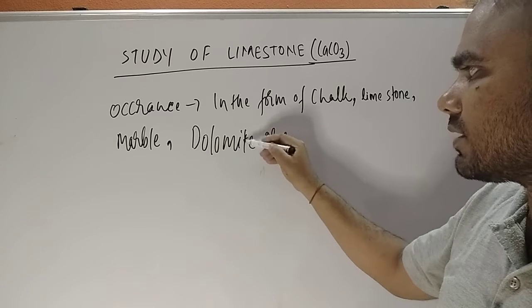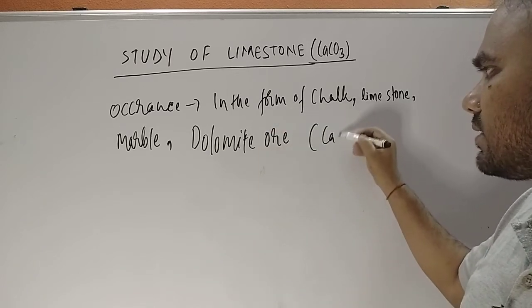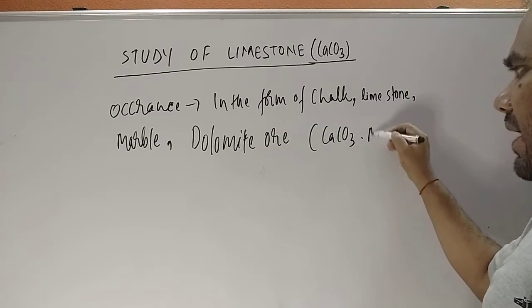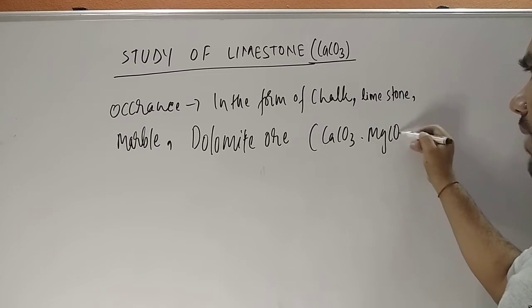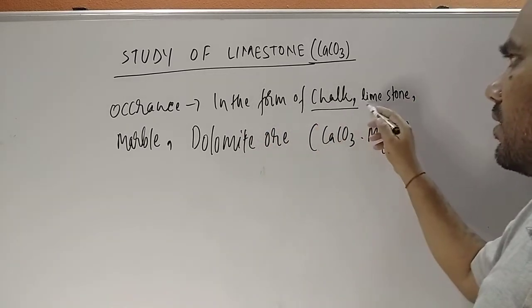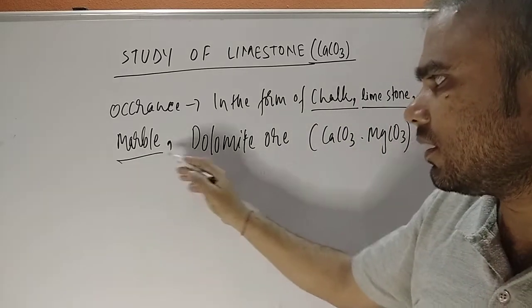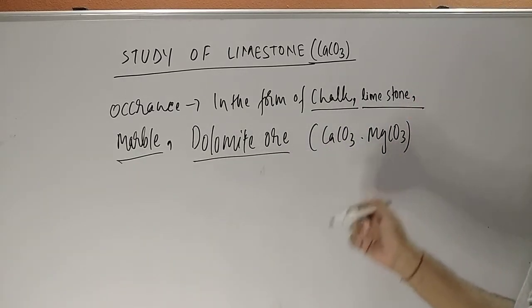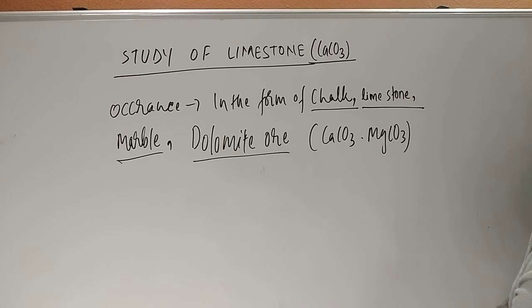Dolomite ore means what, student? This is the ore of calcium carbonate and magnesium carbonate. So it is found in the form of chalk, limestone, marble, and dolomite ore, that is calcium carbonate and magnesium carbonate.